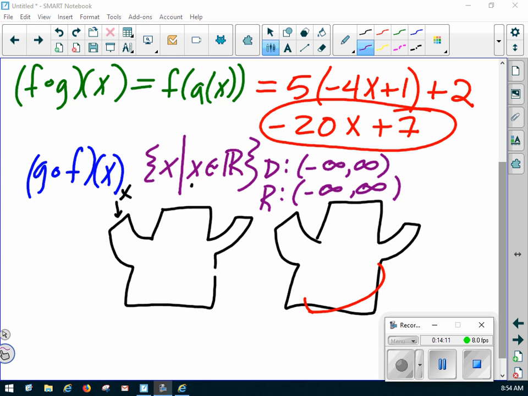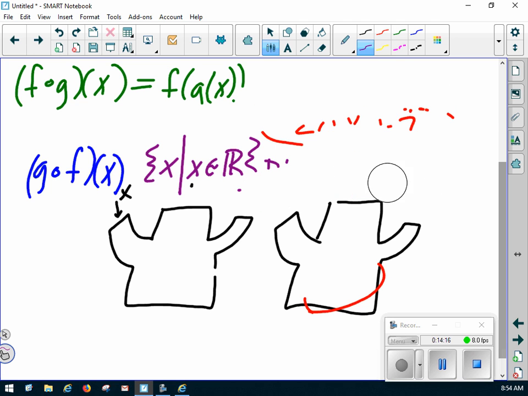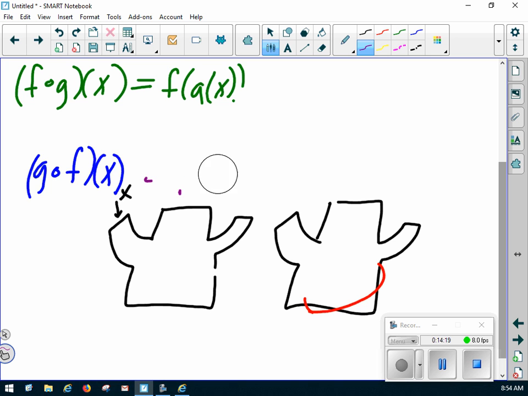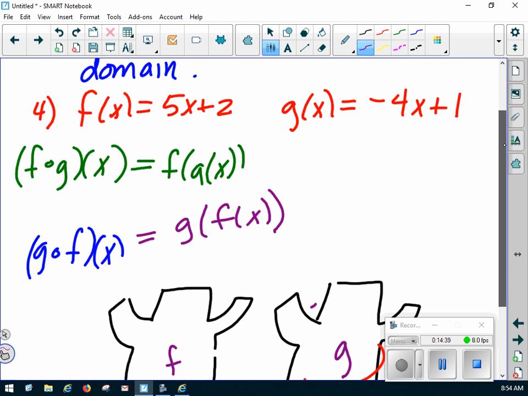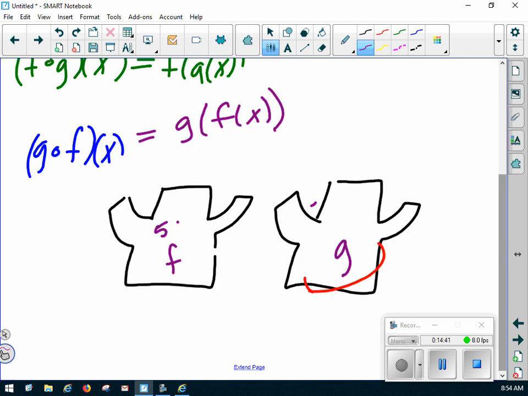Okay, now I'm going to erase all this mess here. We've got to do g of f of x. If we're going to do g of f of x, which one comes first? F comes first, and then g. Now remember, f is 5x plus 2. G is negative 4x plus 1.